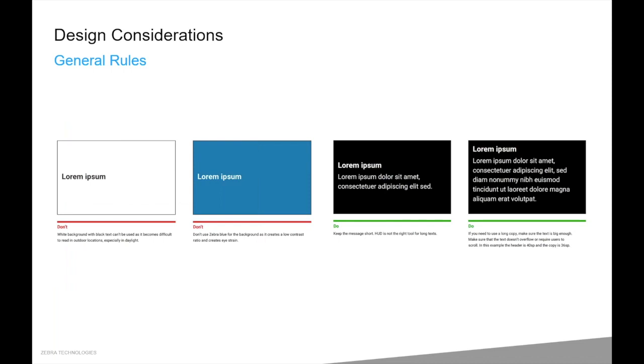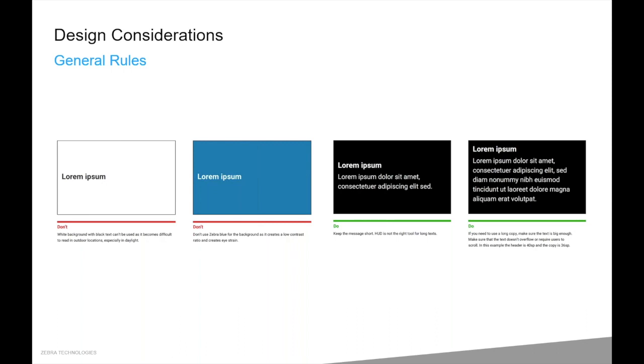On this slide, I just have some visualizations of essentially what I've just said. The two screenshots on the left show black text on a white background and white text on a blue background. These should be avoided for the reasons I've just mentioned. And on the right-hand side, we've got some examples of well-designed screens, so black background with white text.